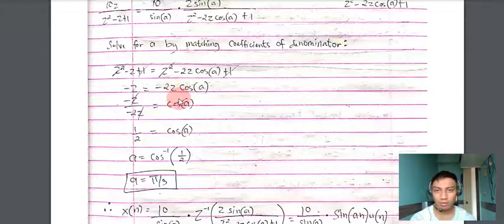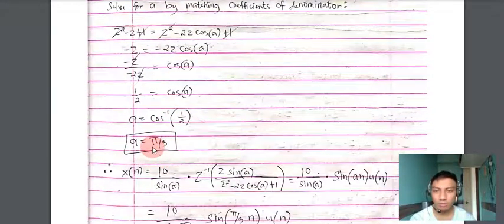Then our goal is a. So, divide both sides by negative 2z. We came up with 1 half equals cos a. So, to get the value of a, we need to take the inverse cosine of 1 half. So we are left with a equals pi over 3 since we are in radian mode.